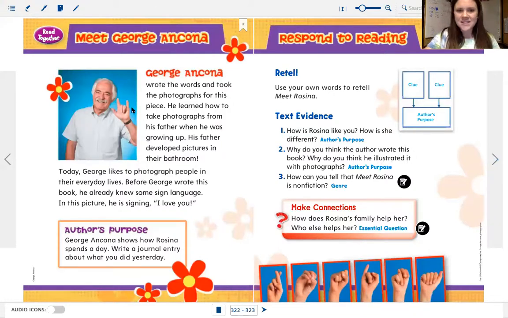And here is the author, guys, George Ancala, and he's doing a sign. We know that sign. What does that sign mean? It means, I love you. Did I ever explain to you guys why it means I love you?